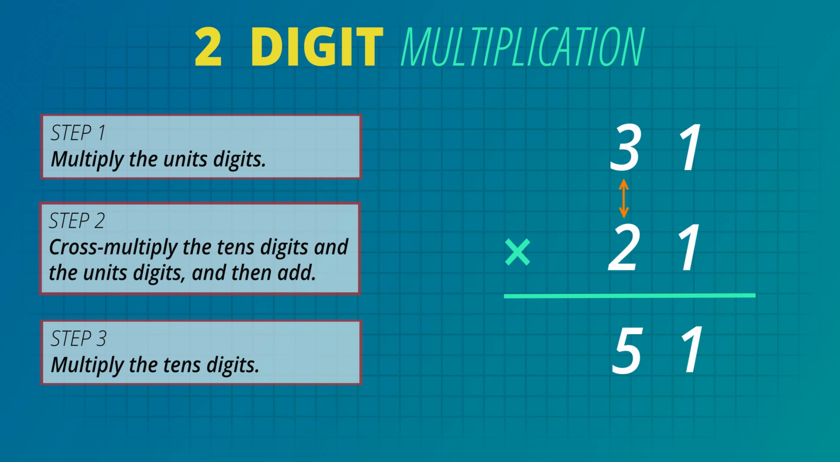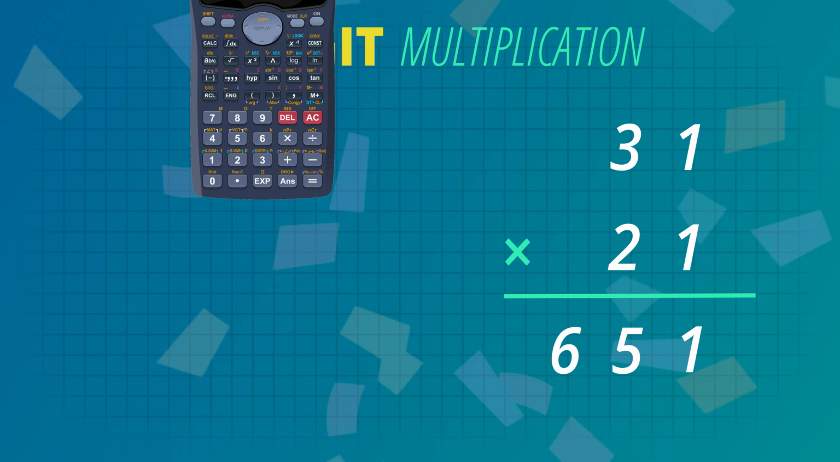Third, multiply the tens digits. 3 times 2 is 6. Write 6 in the answer. So 31 multiplied by 21 is 651. Let's check that with a calculator.